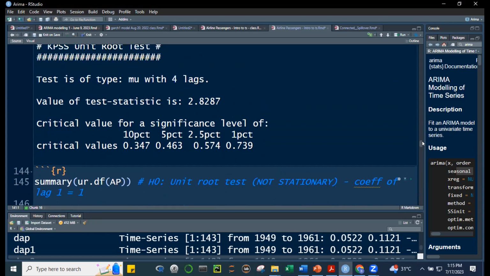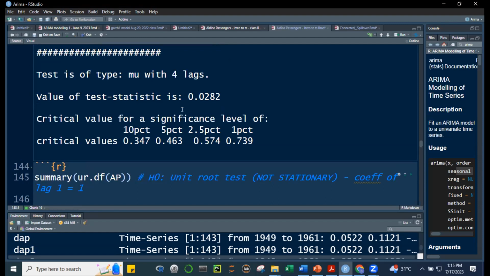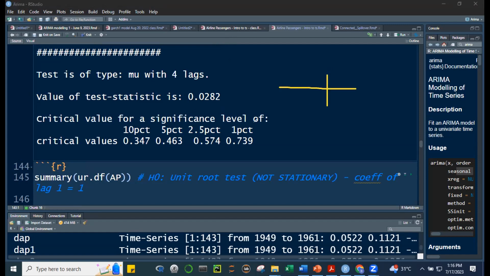So dun sa ur.kpss test, tama yung result nito for AP. Dun sa ADF test, medyo hindi, no? And if we use the ur.kpss test for DAP, i-run natin to. Okay, so the test statistic is 0.02. The critical value is 0.463, just like our analysis kanina. Pero yung stat natin 0.02, it's here.